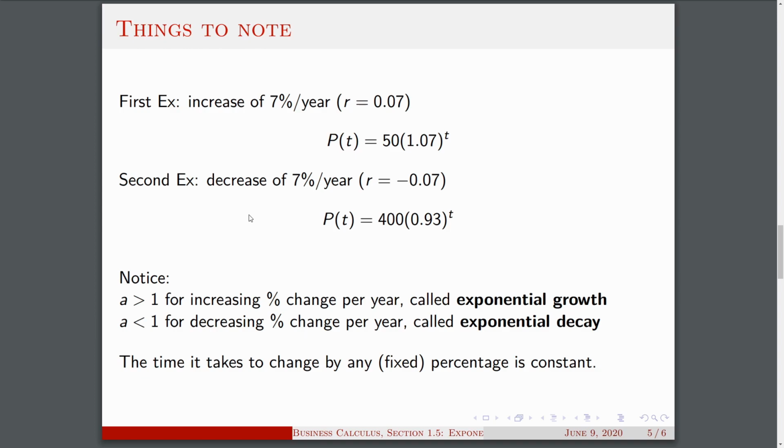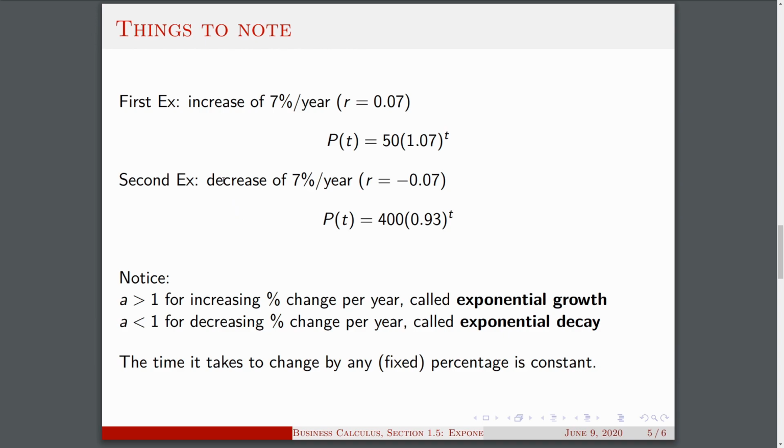Let's look at another set of things to keep in mind. So on the first example that we saw, we had an increase of 7% per year, meaning that r was positive 0.07. And when we found the formula, our growth factor was 1.07.